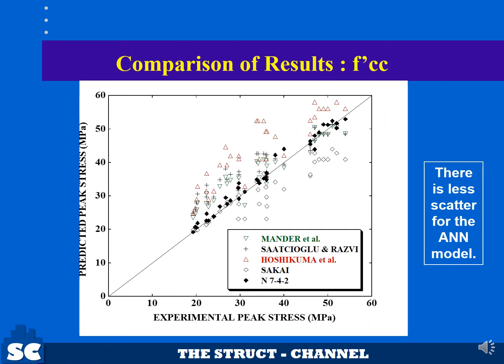For the confined peak stress, a comparison of the predictions among the models shows that there is less scatter for the ANN model. This is for the predicted stress versus experimental stress, and you can observe that the predictions of the ANN model almost lie on the 45-degree line.